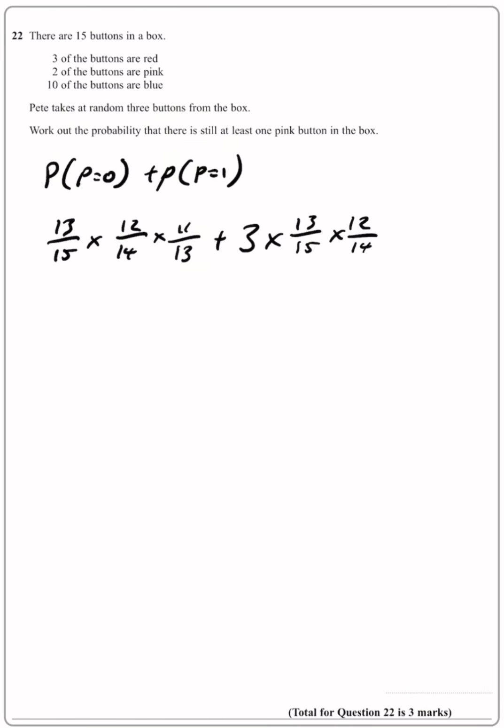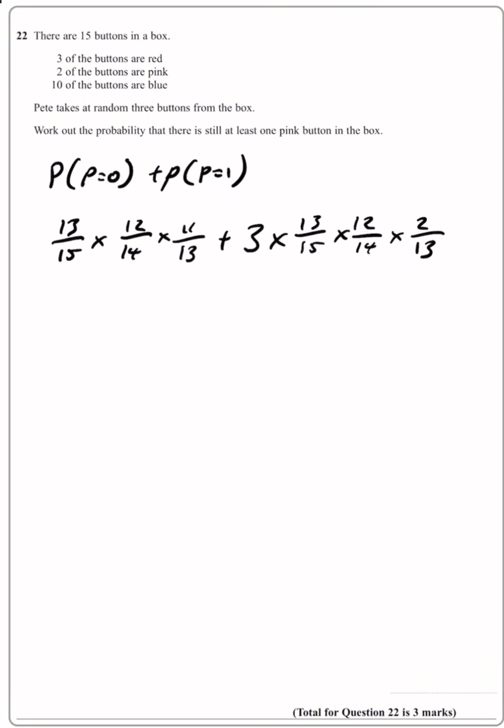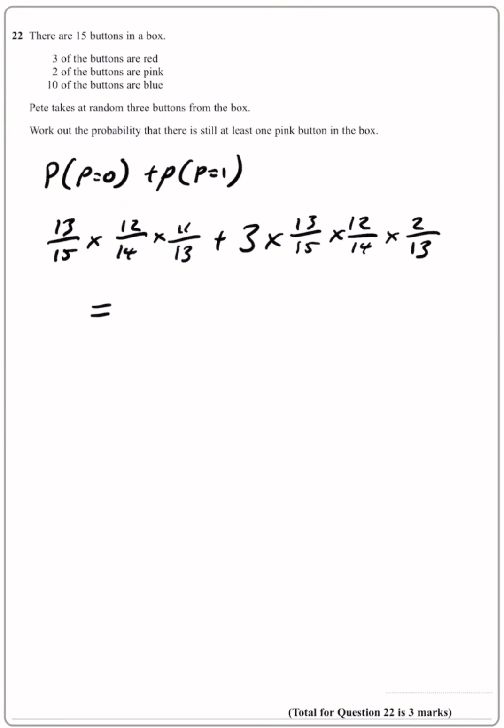And then there are 3 ways in which one pink could be picked. So that'd be 3 lots of 13/15 times 12/14 times 2/13. That comes out as 34/35 if you plug it into your calculator.